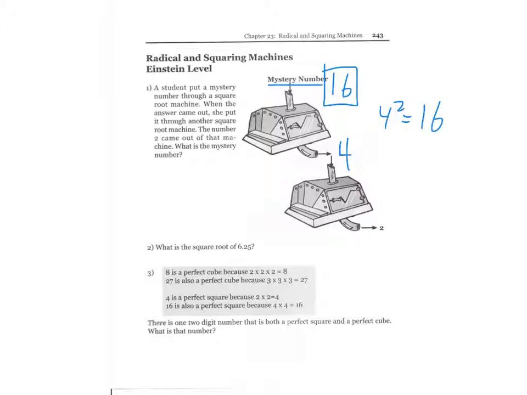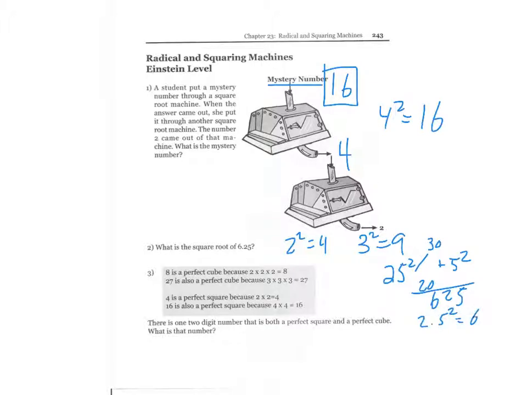The square root of 6.25. One way you can think about it is 2 squared equals 4, 3 squared equals 9, so you know it's between 2 and 3. But the other thing you can do is think about, well, what's 25 squared? If we use our difference of squares, we do plus 5 and minus 5, plus 5 squared. 30 times 20 is 600, plus 25 is 625. So if 25 squared is 625, 2.5 squared equals 6.25. So it's 2.5.